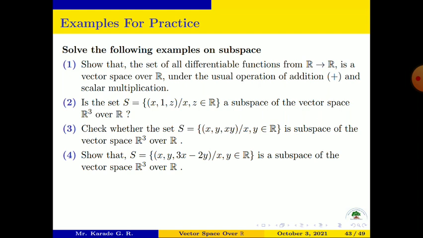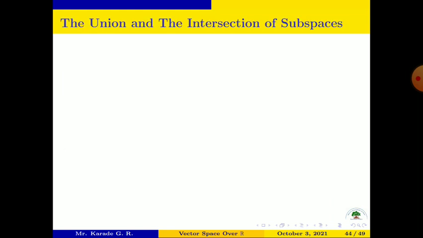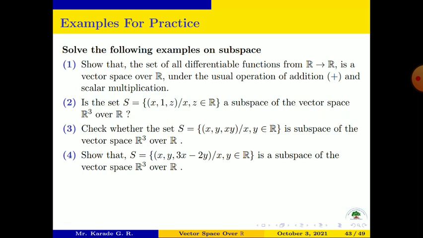And the fourth example is, show that S equal to the set of ordered triplets (x, y, 3x minus 2y), such that x, y are real numbers, is a subspace of the vector space R3 over R. So these are the examples, and try to solve them on your own.